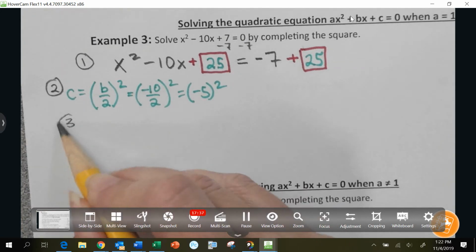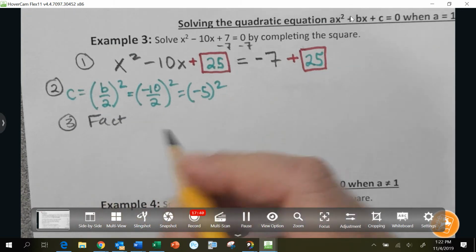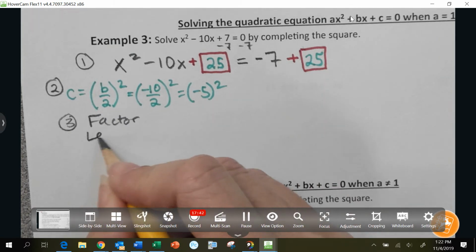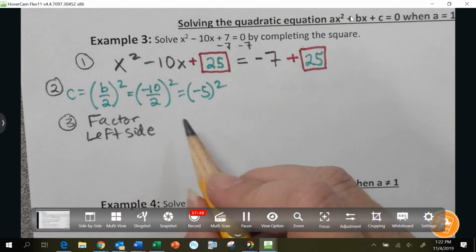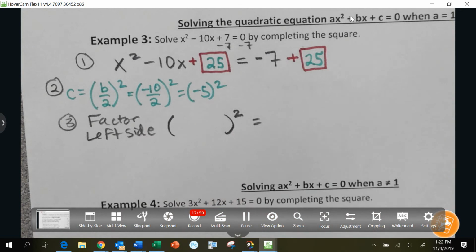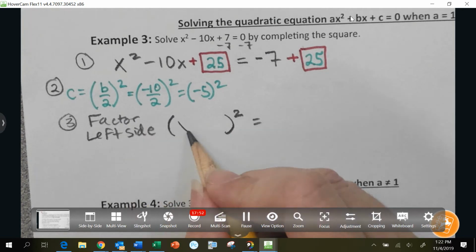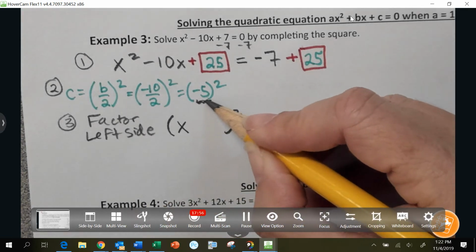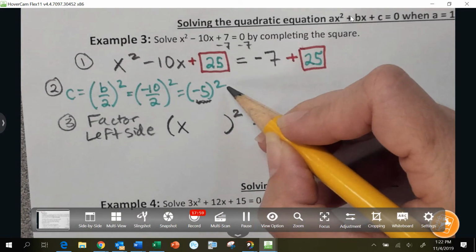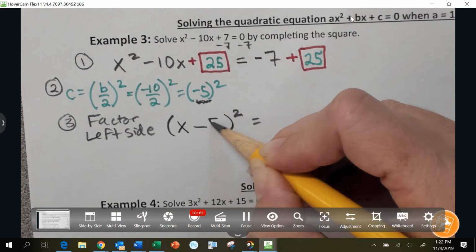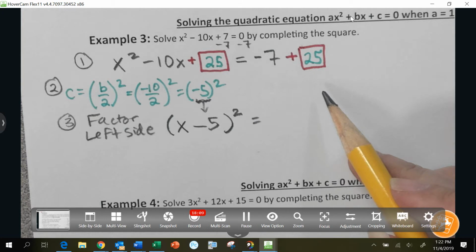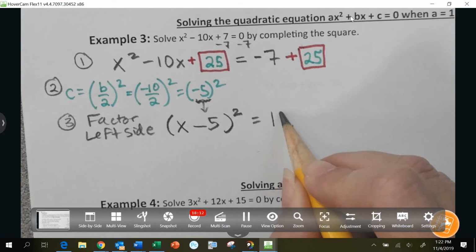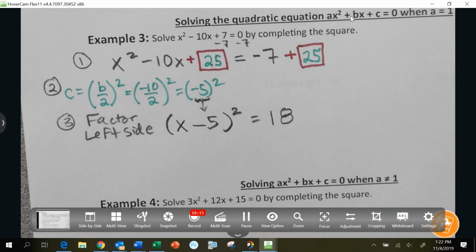The third thing we're going to do is factor the left side, which we already practiced today. I know it's going to be a perfect square. I know it's going to be something squared. X, and it should be whatever we had right above it, whatever we had before the square, that's what goes right here, minus 5. See, that goes right there. And then the other side, we'll go ahead and add that together too. What is 25 take away 7? 18, thanks.